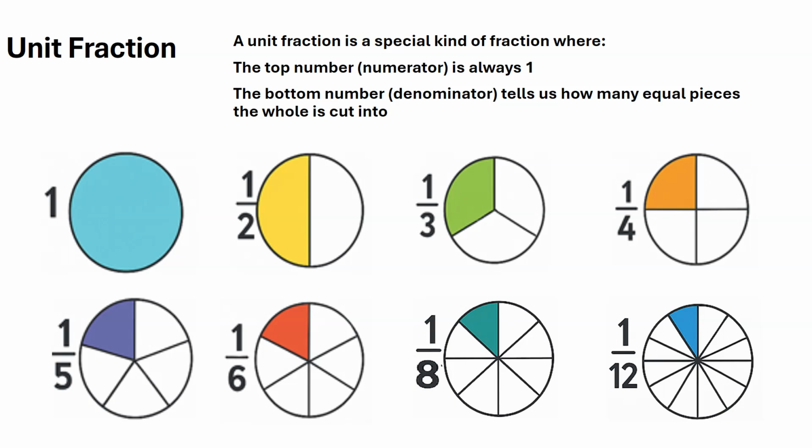1/5. Cut into 5 equal pieces. Each piece is 1/5. 1/6. Cut into 6 equal pieces. Each piece is 1/6. 1/8. Cut into 8 equal pieces. Each piece is 1/8. 1/12. Cut into 12 equal pieces. Each piece is 1/12. As the denominator gets bigger, the slices get smaller.